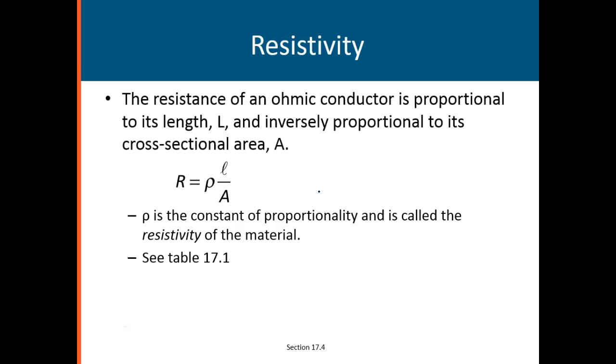So resistivity rho is the constant of proportionality and is called the resistivity of the material. It says see table 17.1. And let's see if we can find that. Here we go. This lists some of the resistivities of materials.